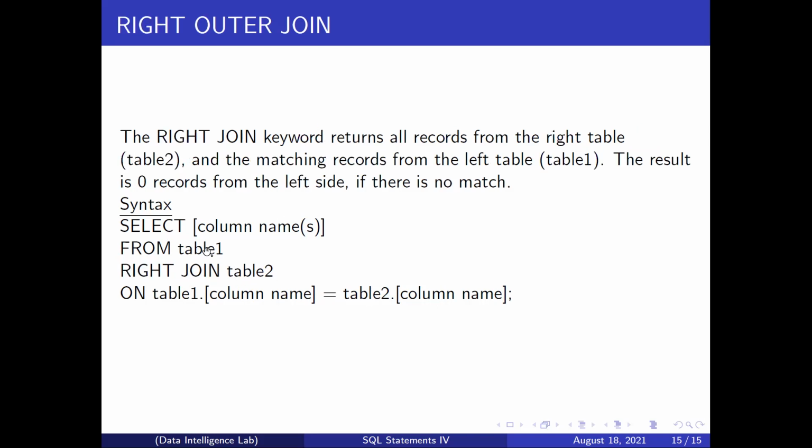The right outer join as well would take all the records from the right and matching records from the left. So everything from table 2 would be shown, then matching records with table 1. So that's also how the right outer join works.